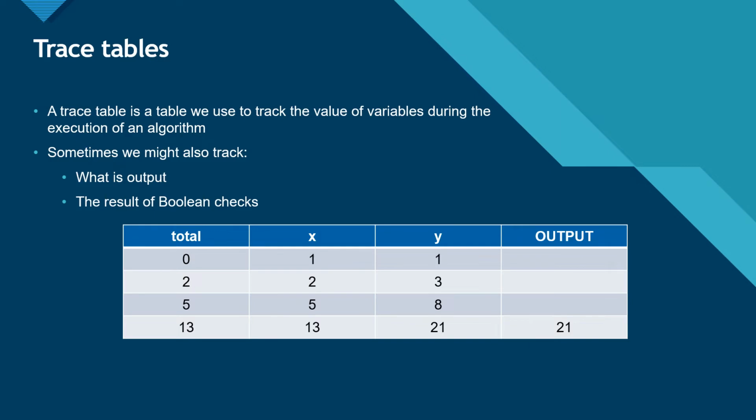Your key tool in doing so will be trace tables. A trace table is a table that tracks the value of variables during the execution of an algorithm. It might also track things such as what is output while the algorithm is running, and the result of any Boolean checks during the running of the algorithm.